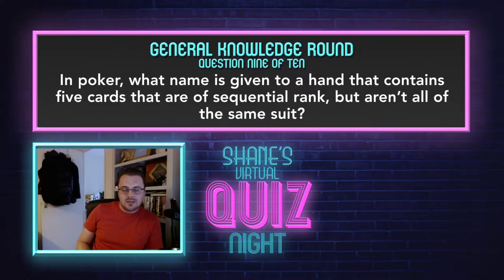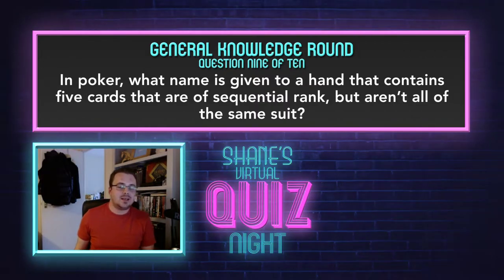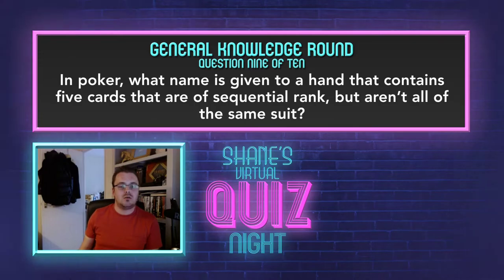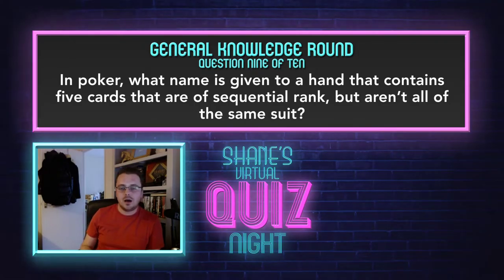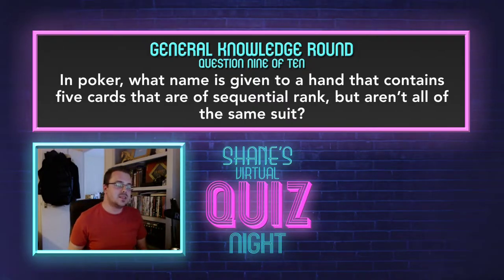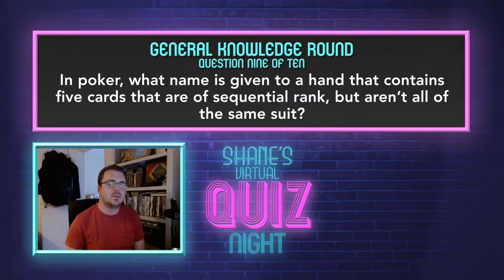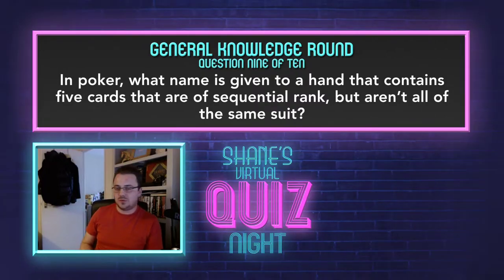And question 9. In poker, what name is given to a hand that contains 5 cards that are of sequential rank but aren't all of the same suit?